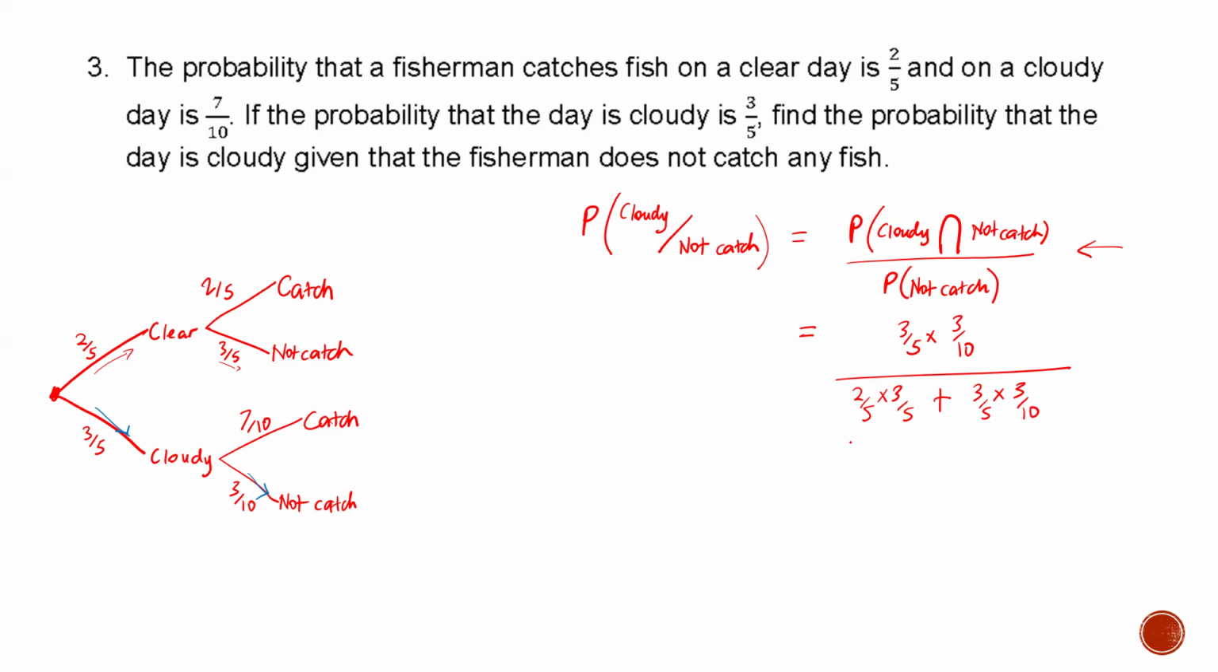And so you realize in the numerator we have 9 out of 50. The denominator we have 6 out of 25, but I can write that out of 50 as 12 out of 50 plus 9 out of 50. So this is 9 out of 12 plus 9, which is 9 out of 21, reduces to 3 out of 7. And that's the final answer.